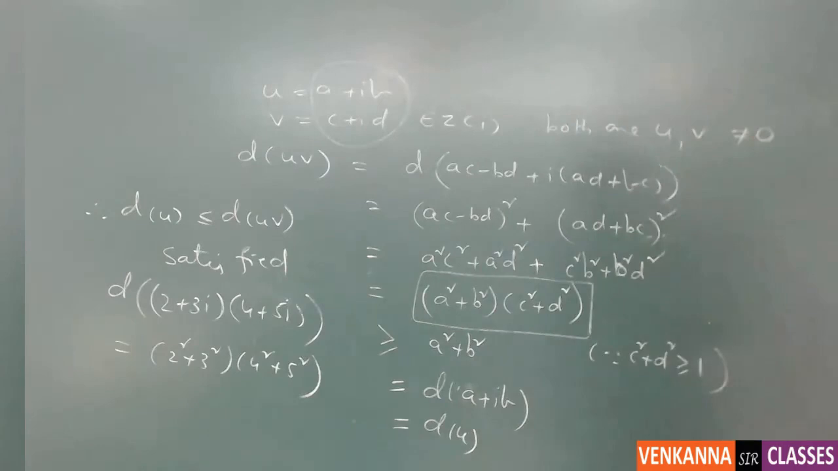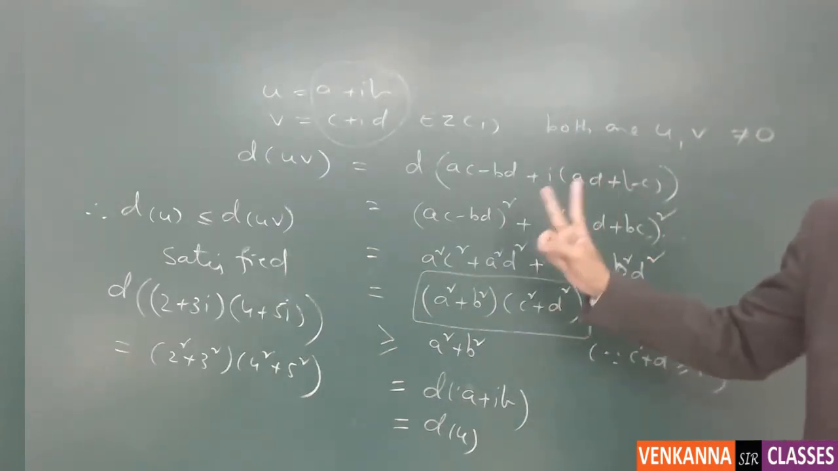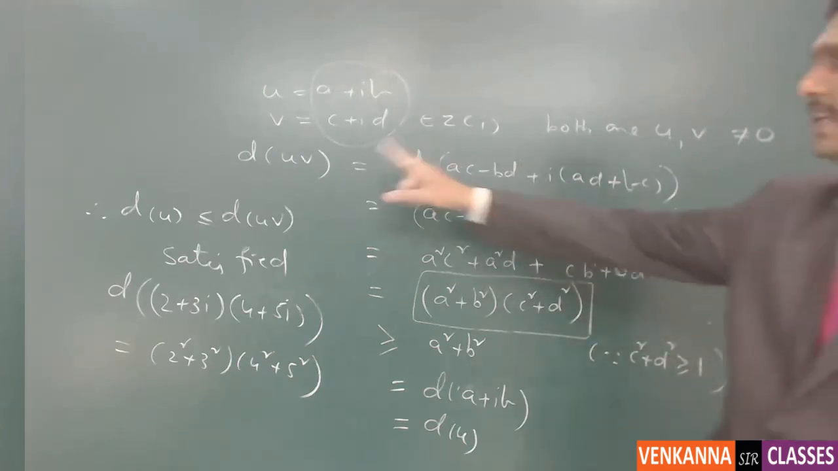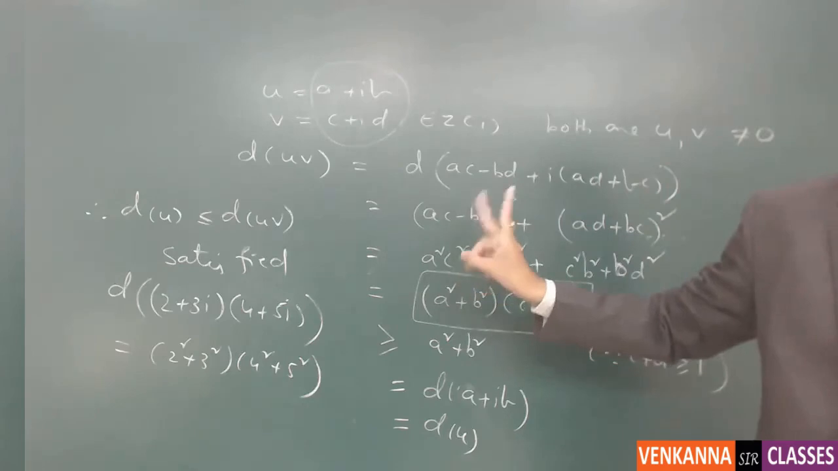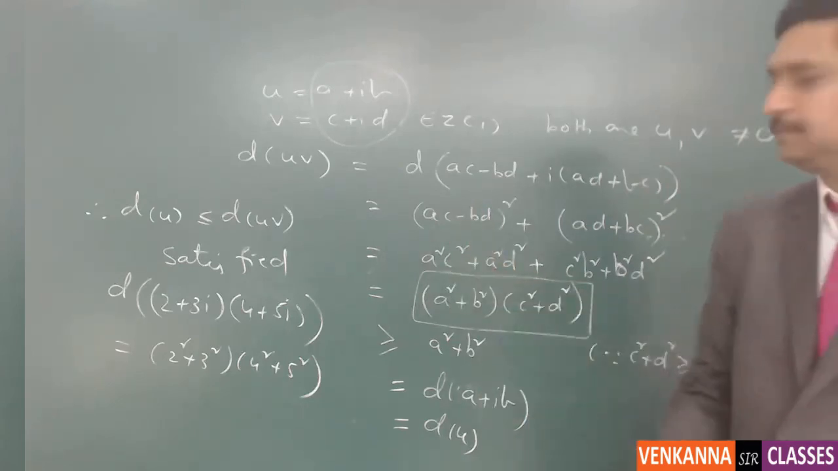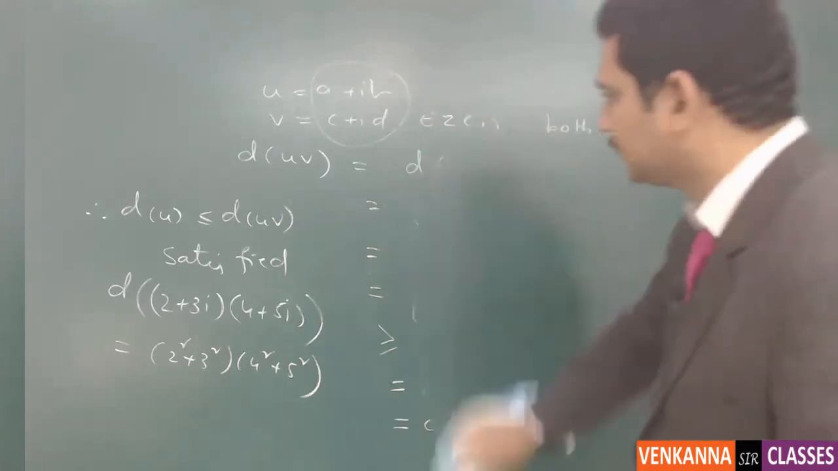Now, for the concept of a Euclidean ring, two conditions must be satisfied by the function d. So here you have proved one condition. The second condition you are going to prove now. Right? Let us prove it.